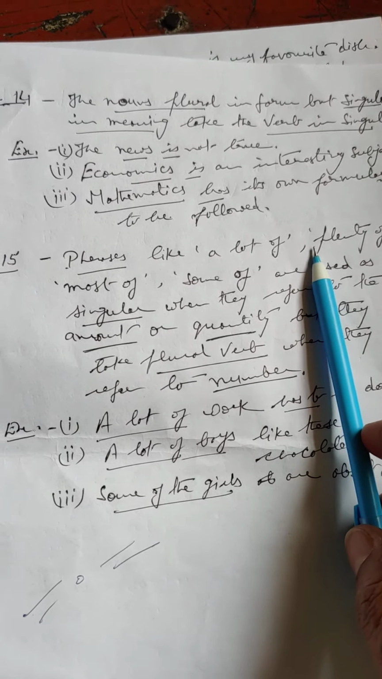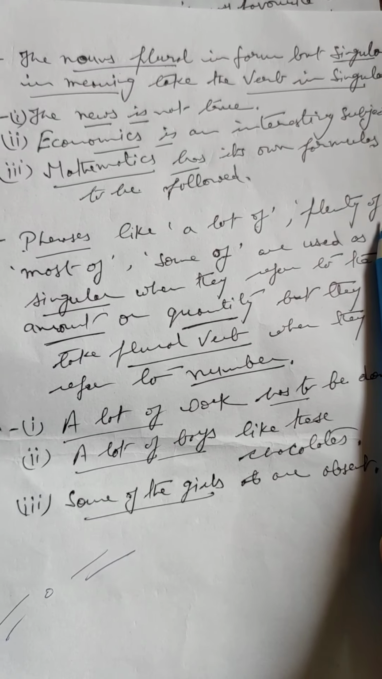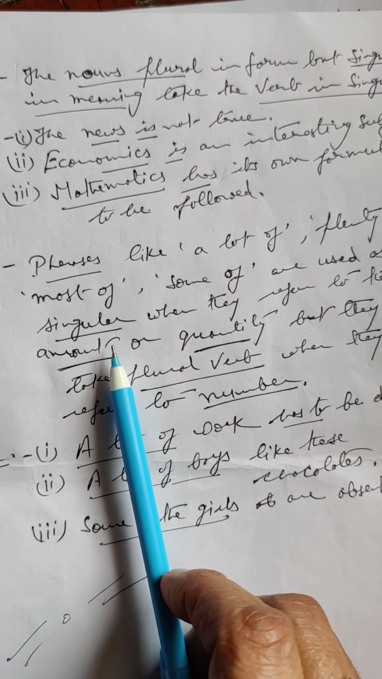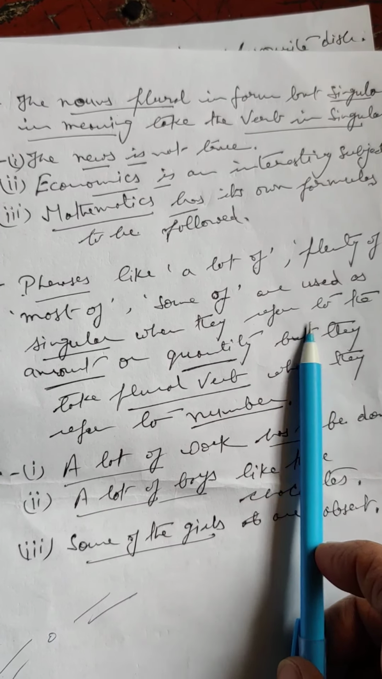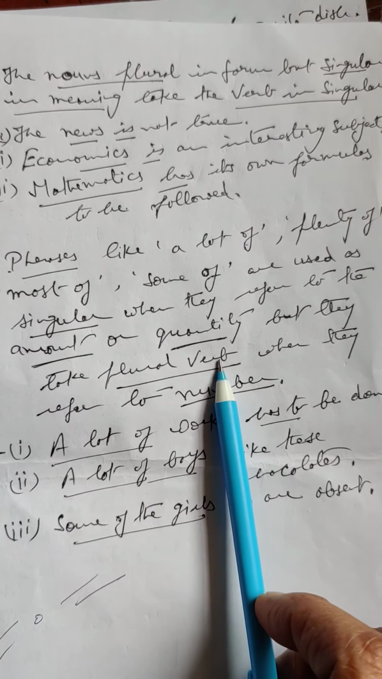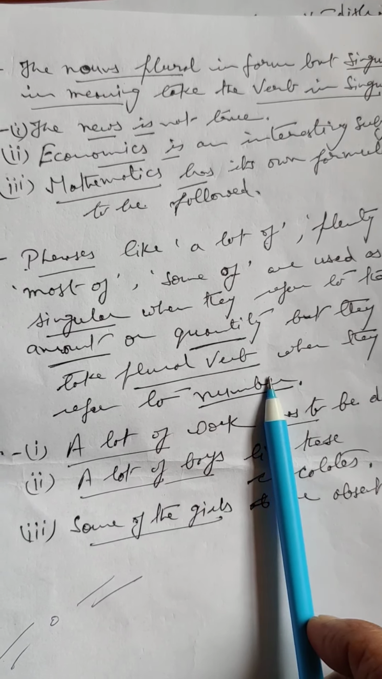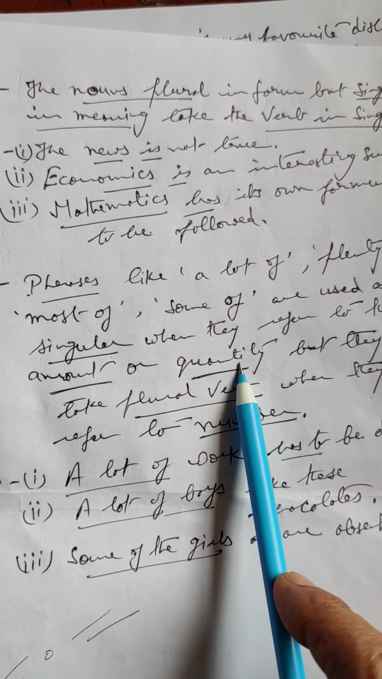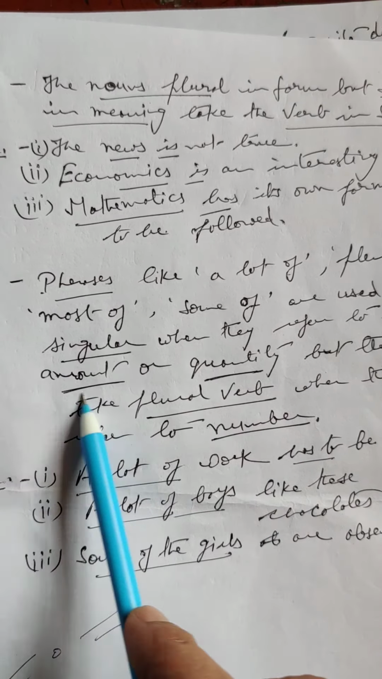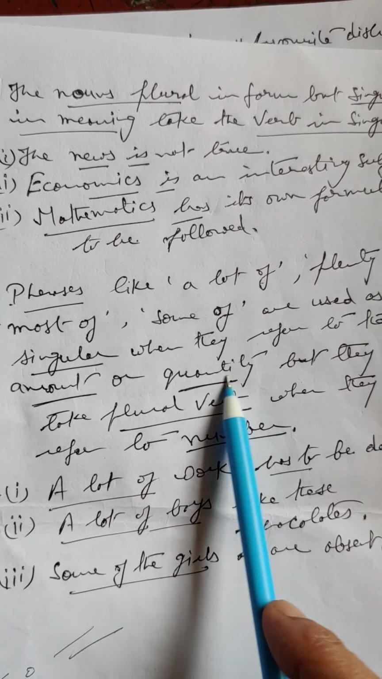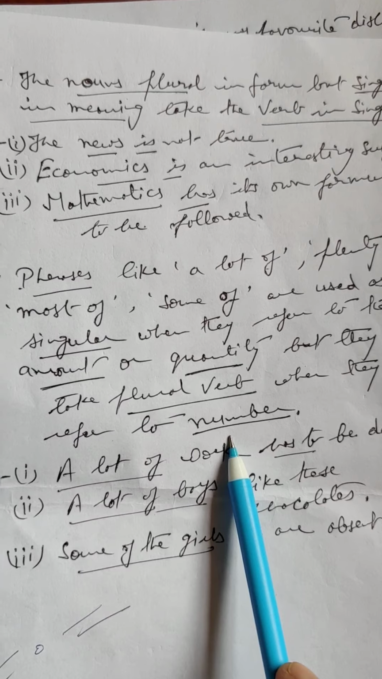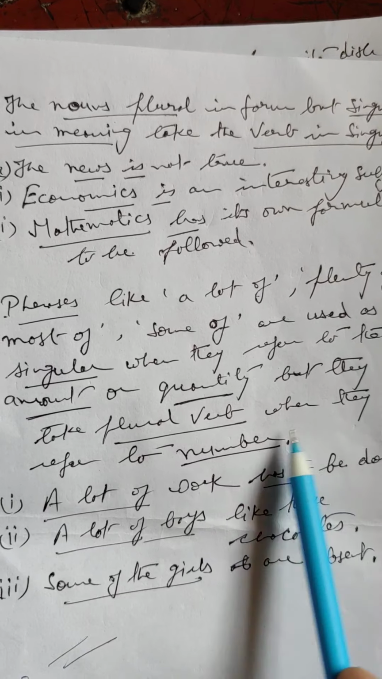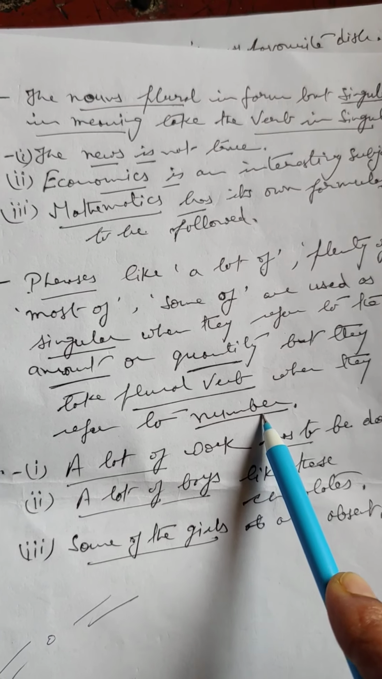Phrases like a lot of, plenty of, most of, some of are always used as singular when they refer to amount or quantity, but they take a plural verb when they refer to number. Mind it, when we talk about amount or quantity, we take it as singular number, because it is uncountable. But when they refer to number, take a plural verb. Why? Because numbers are countable.